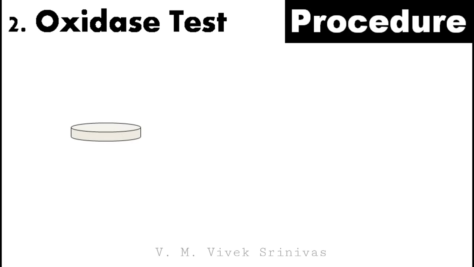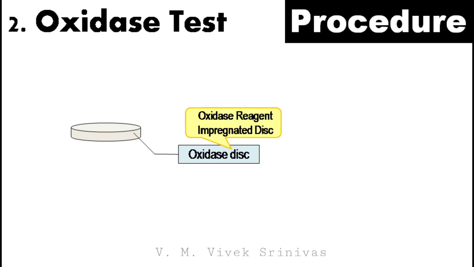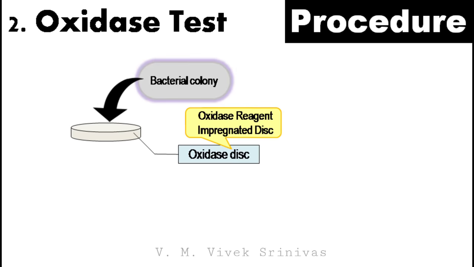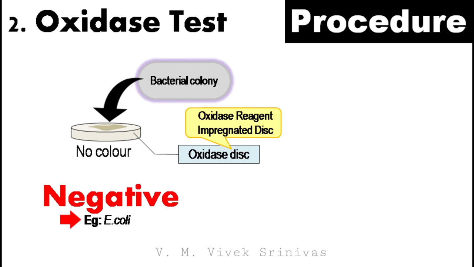The procedure: take the oxidase disc. This disc is an oxidase reagent impregnated disc. Now, place the bacterial colony over the oxidase disc. If no color development is observed, it indicates the test is negative. For example, the E. coli bacterial organism is negative for the oxidase test.